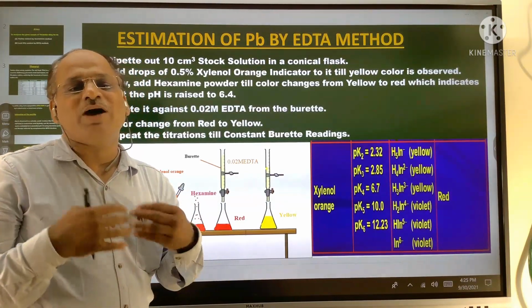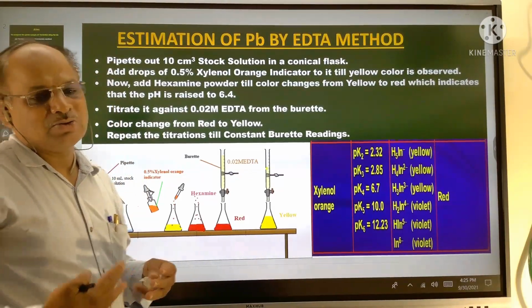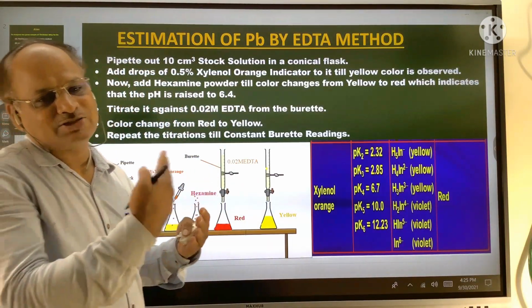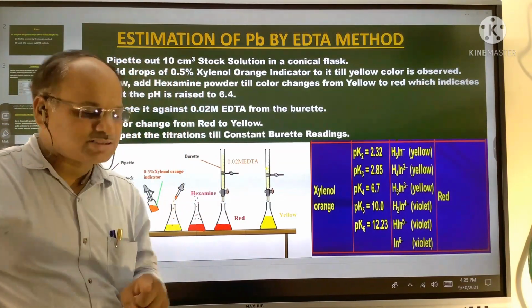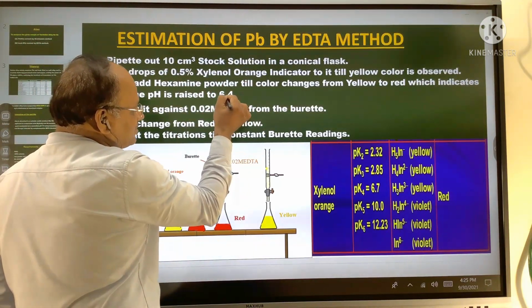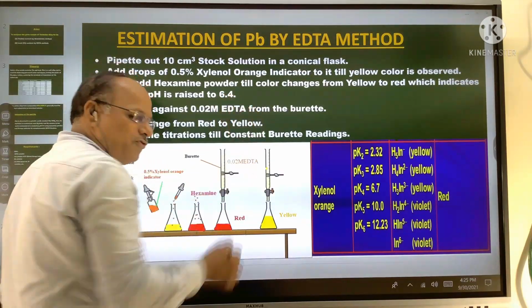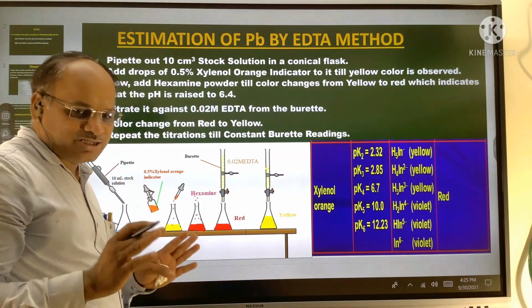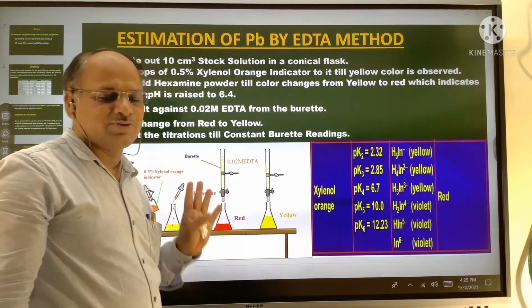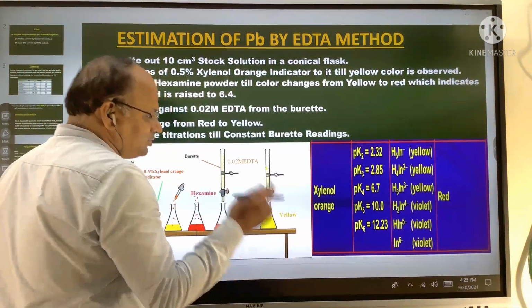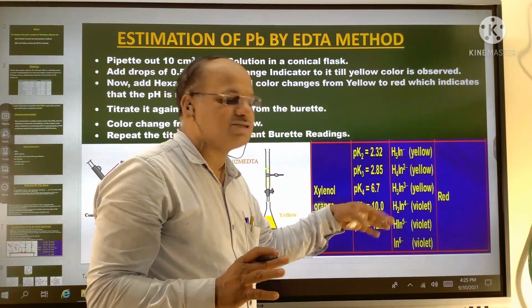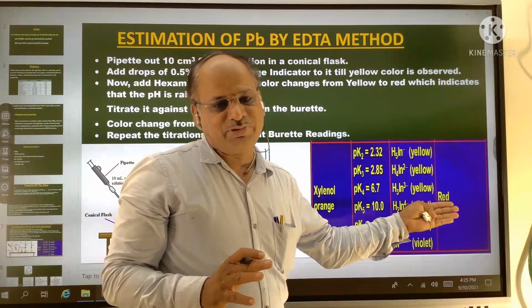that complex becomes violet in color, and it is very difficult to observe the color change from violet to yellow, and therefore you must add the hexamine powder till the pH becomes less than 6.4. Other than that, if the pH is greater than 6.7, then the color of the solution becomes violet in color. Okay, and you must remember here the pK values are given for xylenol orange with respect to the pH.